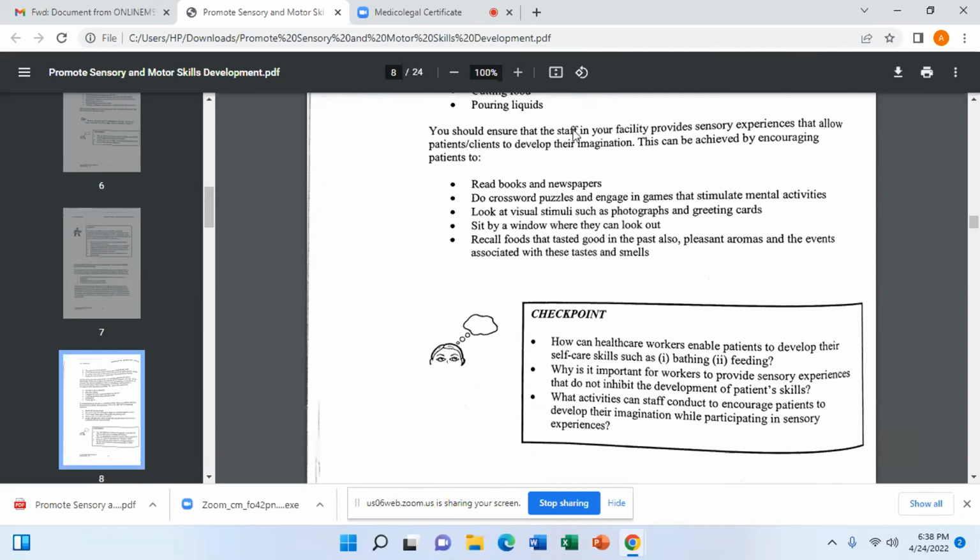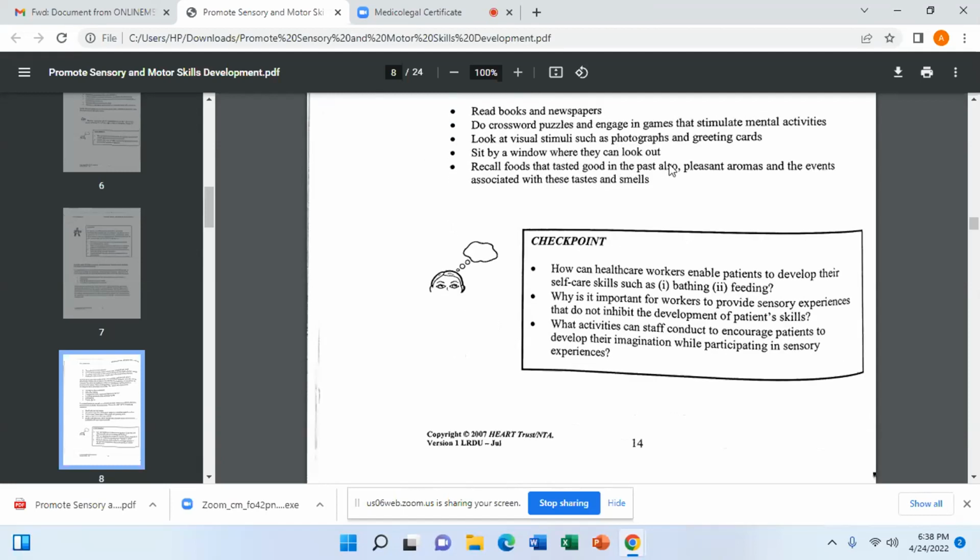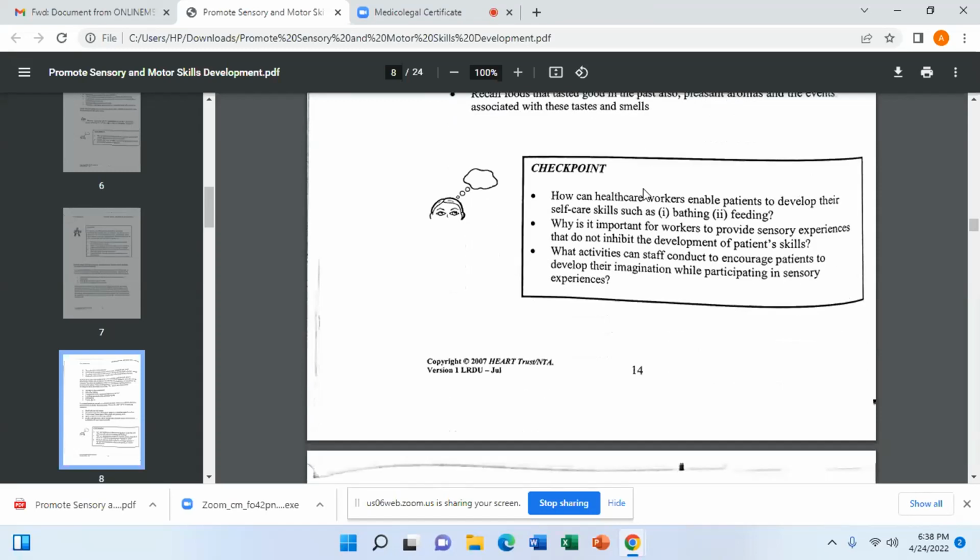It says you should ensure that the staff in your facility provide sensory experiences that allow the patient or client to develop imagination. So this can be achieved by encouraging the patient to read books and newspapers. So instead of you reading it for them, let them try to read it. Do crossword puzzles and encourage games that stimulate mental activity. Look at visual stimuli such as photographs and greeting cards. Sit by a window where they can look out, recall foods that tasted good in the past, and pleasant aromas and the events associated with these tastes and smells.